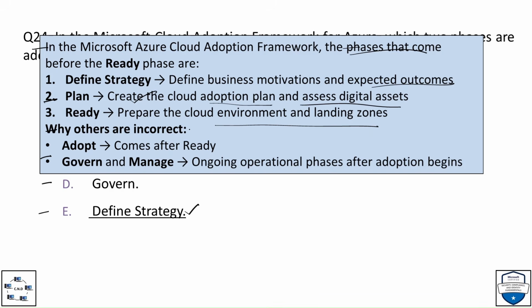So why are the other options incorrect? Adopt comes after ready, and govern and manage are ongoing operational phases after adoption begins.